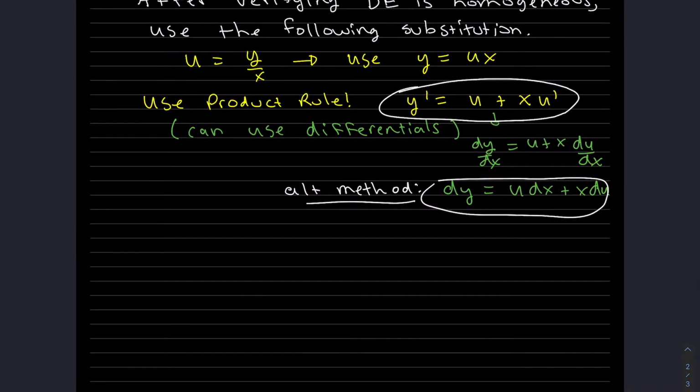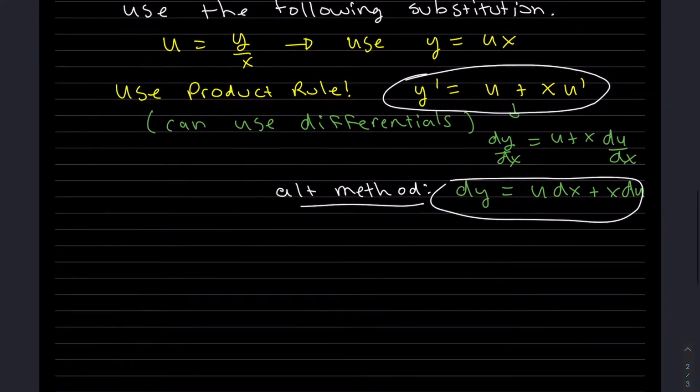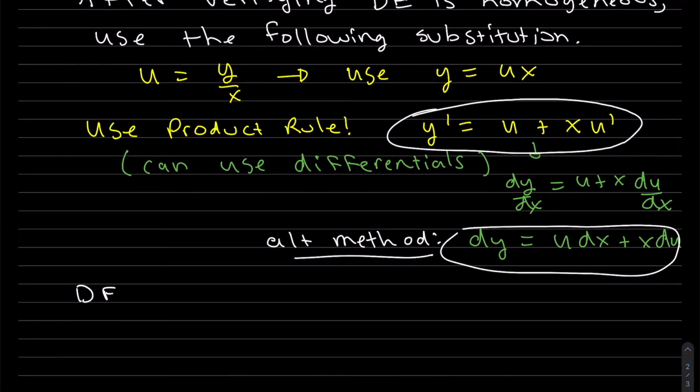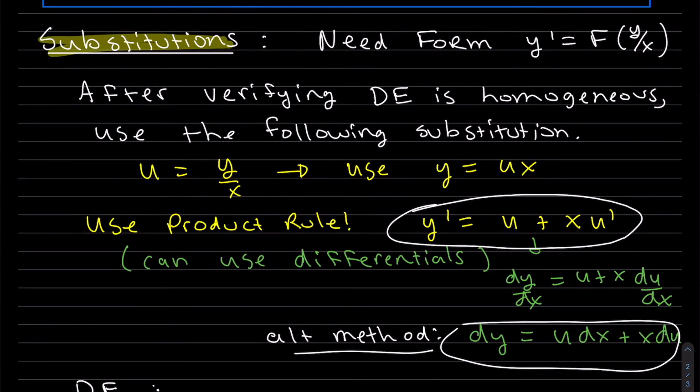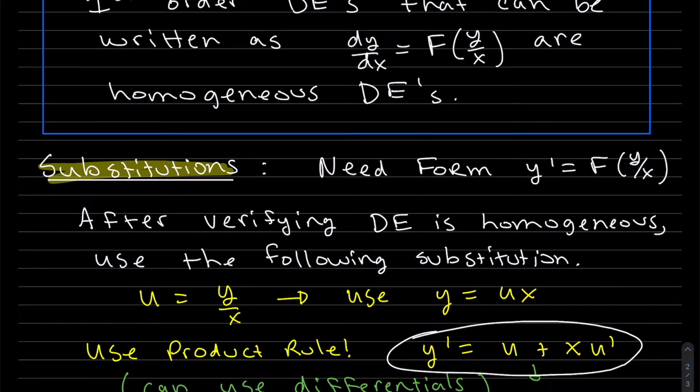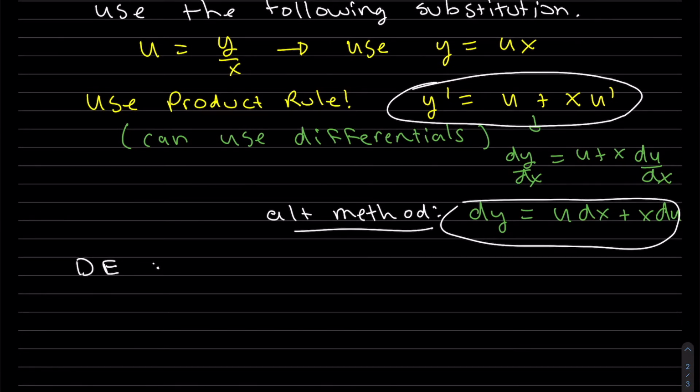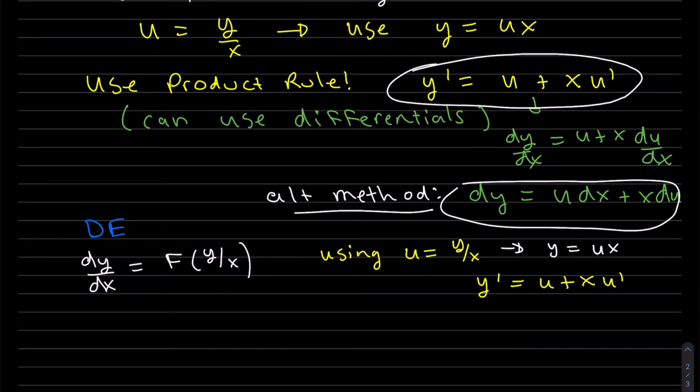So going back, using substitution, the DE, which is this one right here, dy/dx, remember it can be written in this form. If you write it in this form, this is our first method, f of y over x. So our DE, dy/dx equals, once we put it in this form, when using our substitution, u equals y over x, and using the product rule to find y prime.